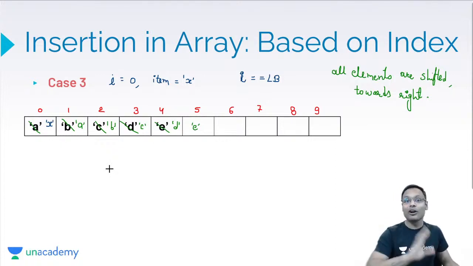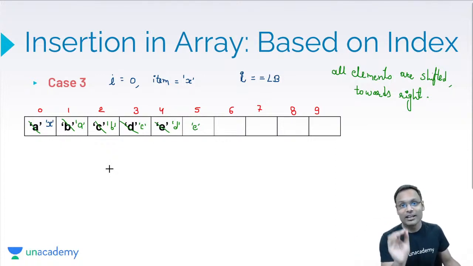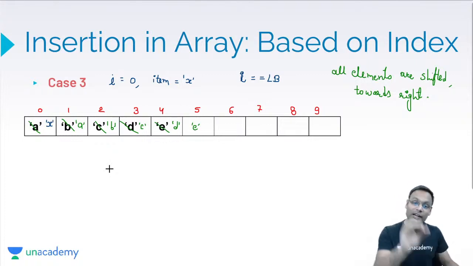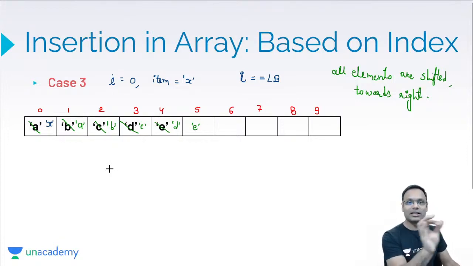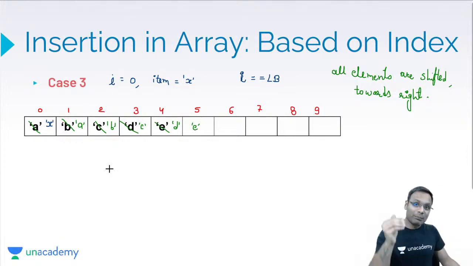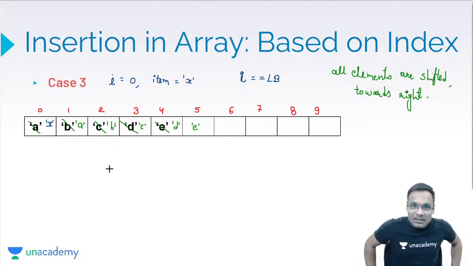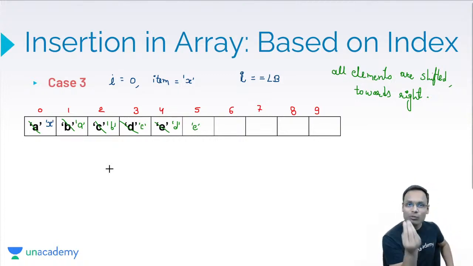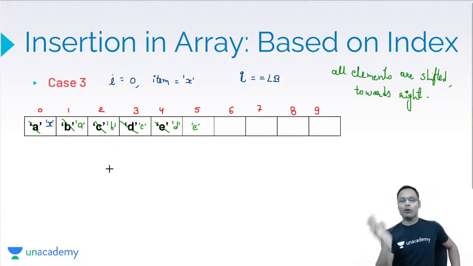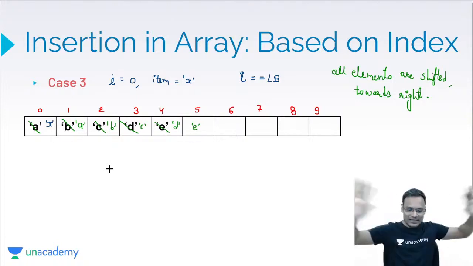But big O of n, not theta of n. Why? Just because every time you are not performing n operations. If every time you perform n operations, it is theta of n complexity. If you say maximum n operations, sometimes less than that, sometimes even one operation, then it is big O of n complexity. I hope everybody is clear about this.